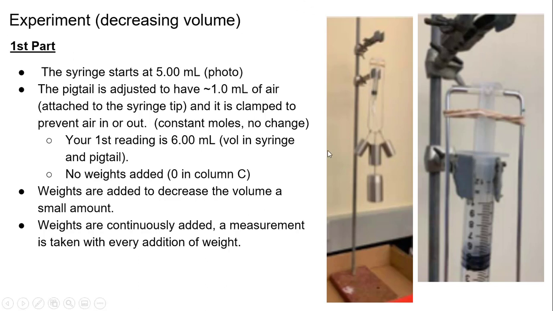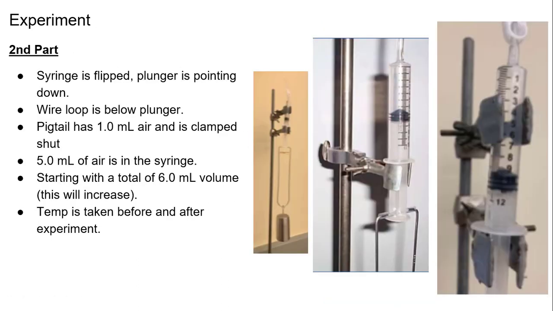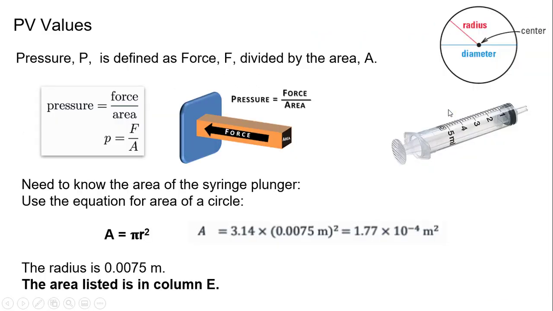So we're decreasing the volume here, and you're going to be given more and more weights in your measurements on this one. In the second part, the syringe is flipped, and it's going to increase the volume, and the weights are also going to be given to you. You also start out with 5 mL of air and 1 mL in the pigtail.